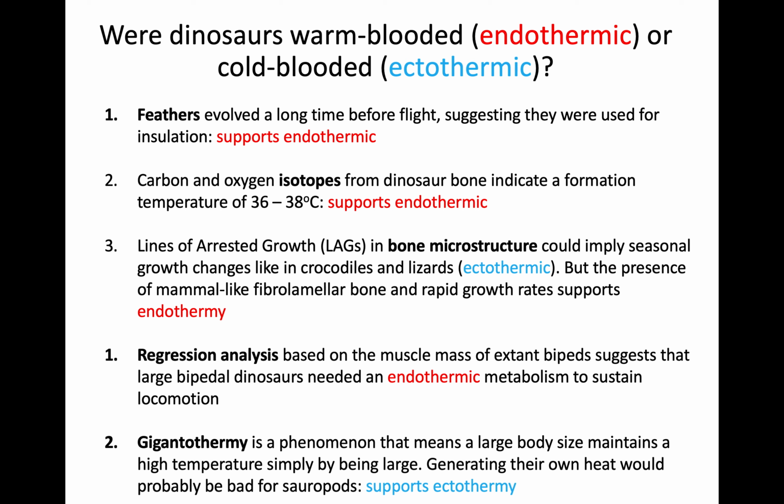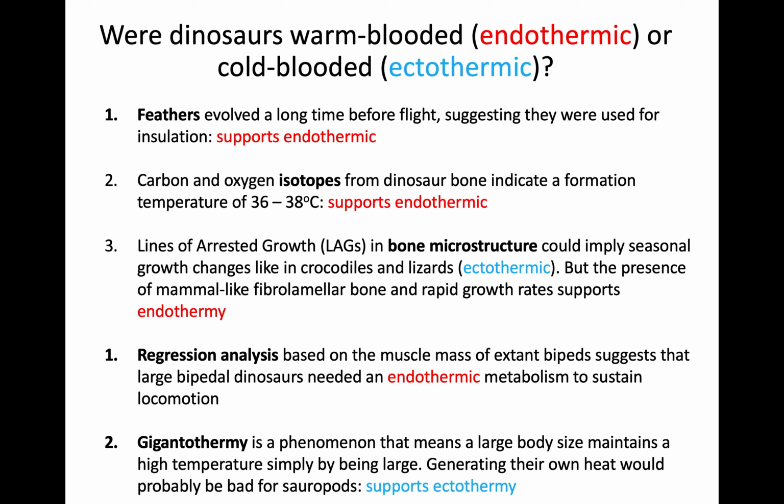But on the other hand, sauropods and things like that would have the issue. If they were endothermic, they would actually have too much body heat. They would probably cook themselves, right? So that's an idea called gigantothermy. So that would likely point them towards being ectothermic, cold-blooded. So the long story short is we really don't know what the metabolism of dinosaurs actually was.